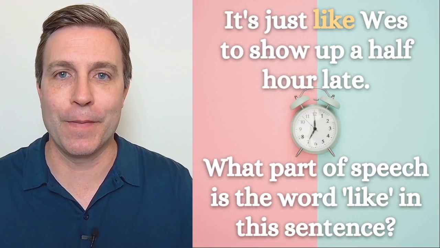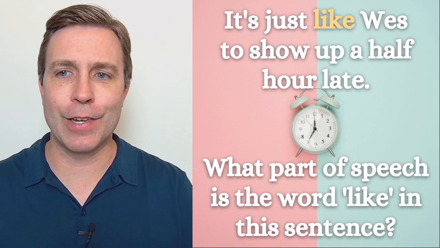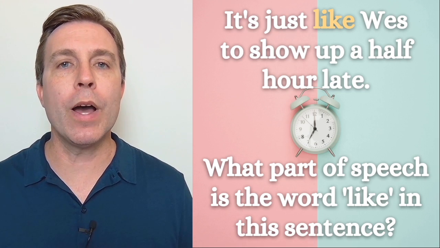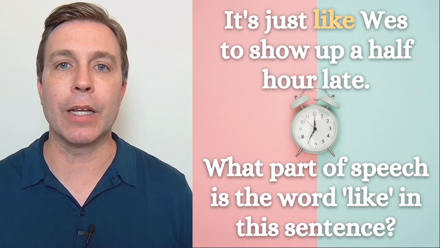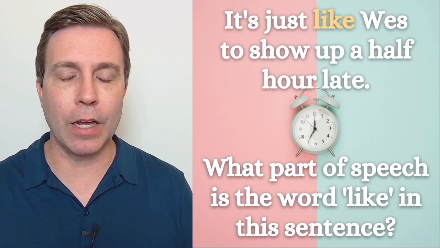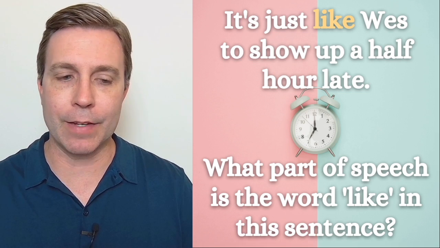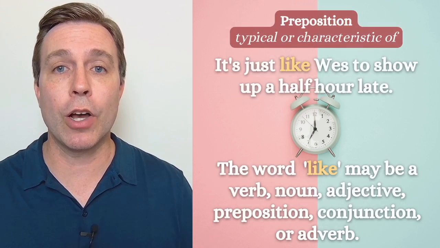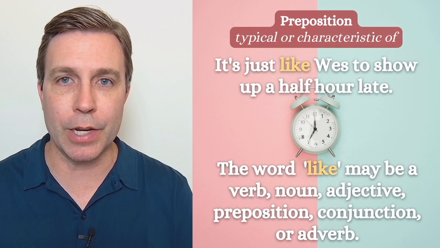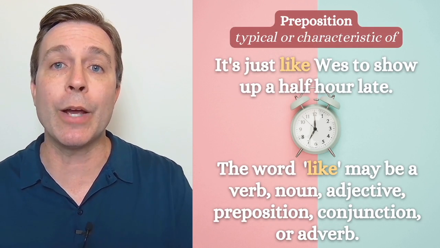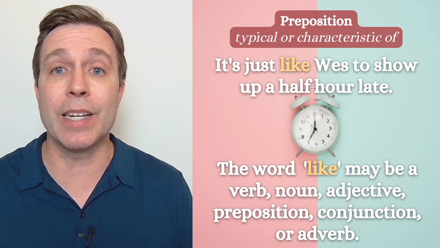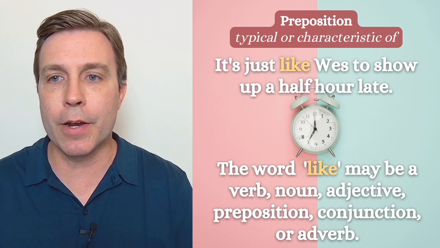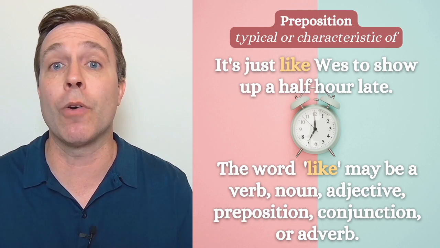Here's the next question. It's just like Wes to show up a half hour late. So in this sentence right here, what part of speech is the word like? This can be a little tricky because the word like, it can have many different parts of speech. But in this sentence, we're talking about like as a preposition. It means that it is typical or characteristic of. And you may hear it used in a sentence like this. It's just like someone to, and then you're talking about their characteristic. It's just like Wes to show up a half hour late.